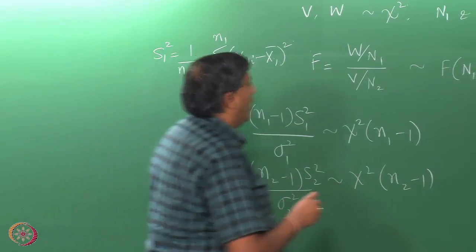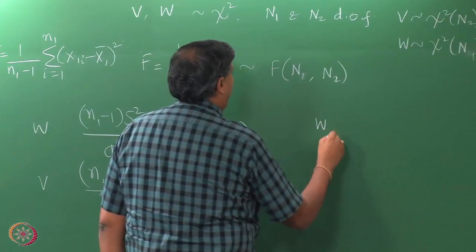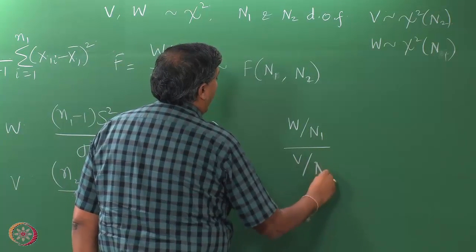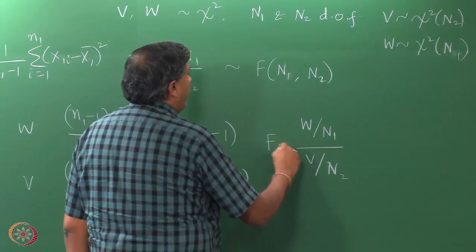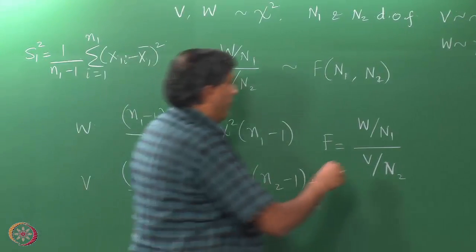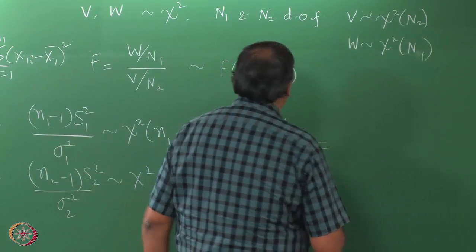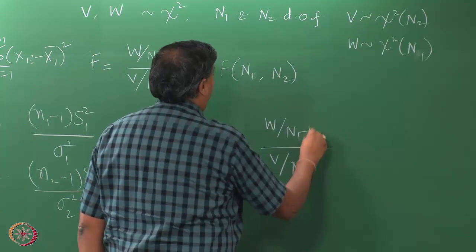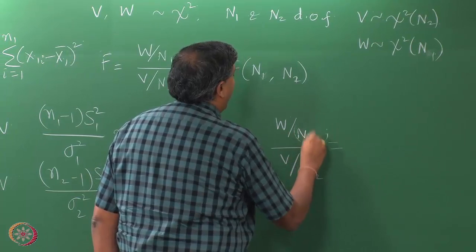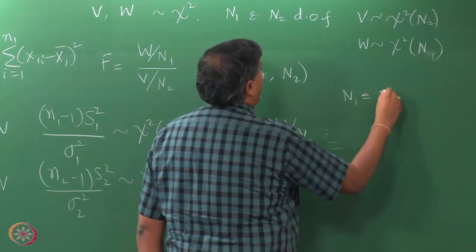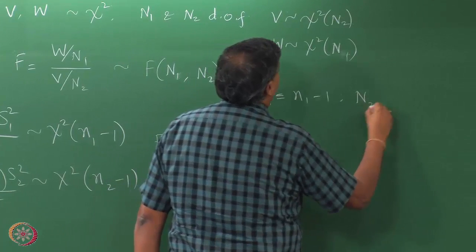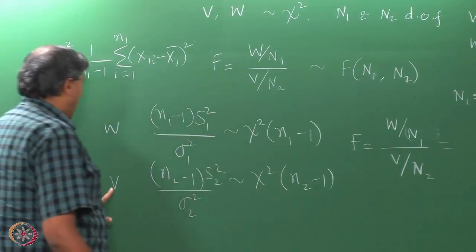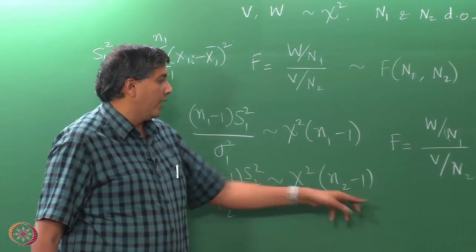All right. So, then what do I have here? If I were to construct a statistic with W over n1 over V over n2 and call that F, then we know W is n1 minus 1 times S1 square or sigma 1 square, because W has n1 minus 1 degrees of freedom and V has n2 minus 1 degrees of freedom.